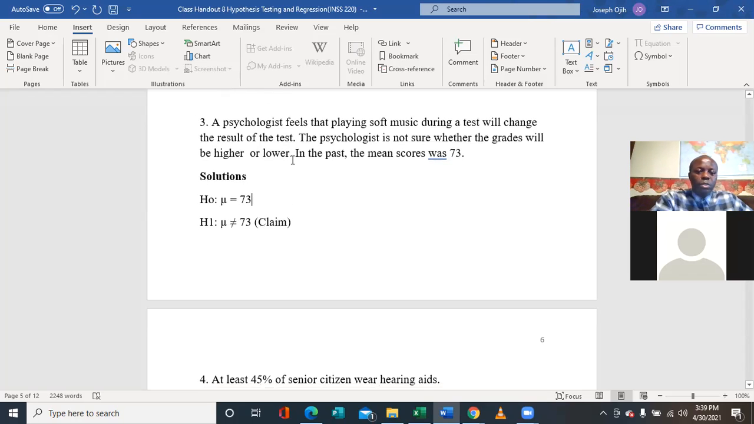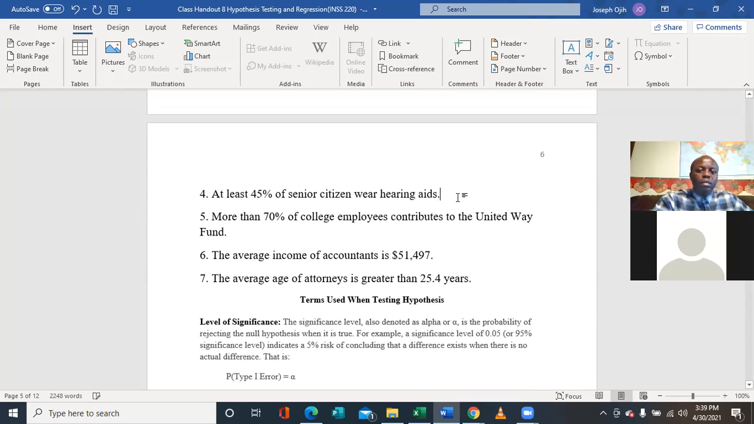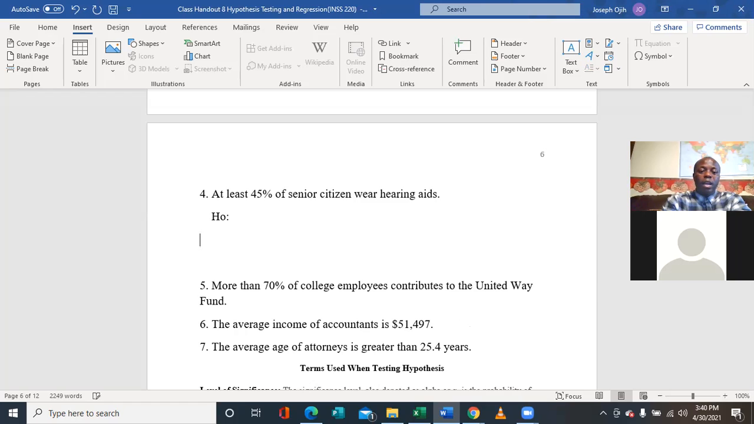Now, let's look at another example here. It says at least 45% of senior citizens wear hearing aids. Now, this time around, they didn't use the mean. They used percent, which is the proportion. So this is how it is said: H0 and H1. Now, it says at least 45%. At least means greater than or equal to.